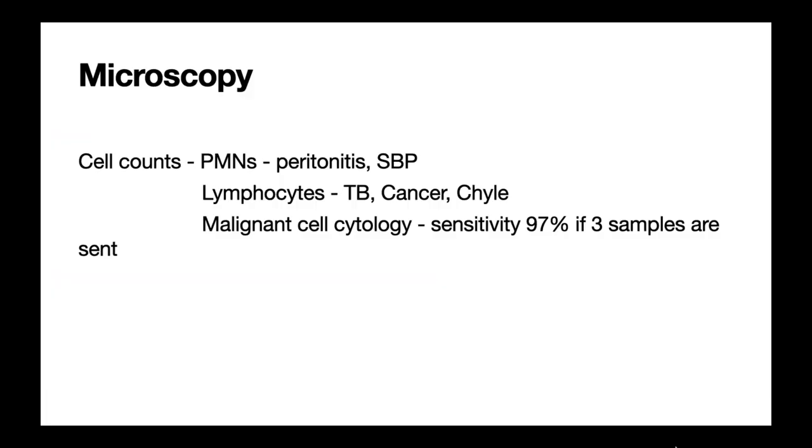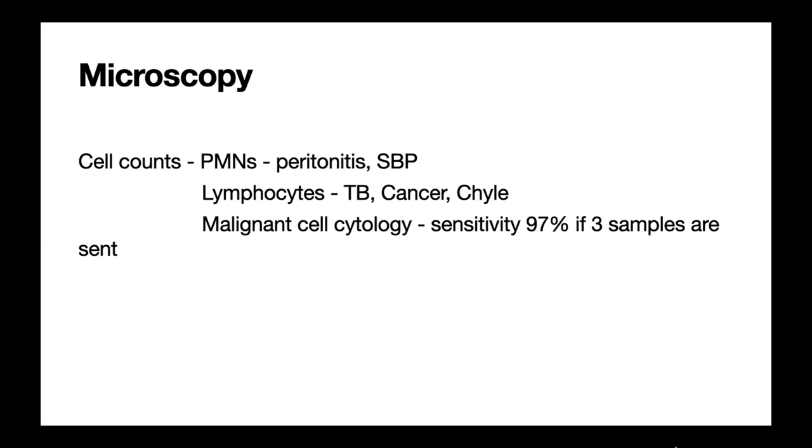So once the fluid has been taken out, what do you do? You look for the cells. If polymorphs are predominant, then it is peritonitis or spontaneous bacterial peritonitis. If lymphocytes are predominant, it's likely to be tuberculosis, cancer, or a chyle.